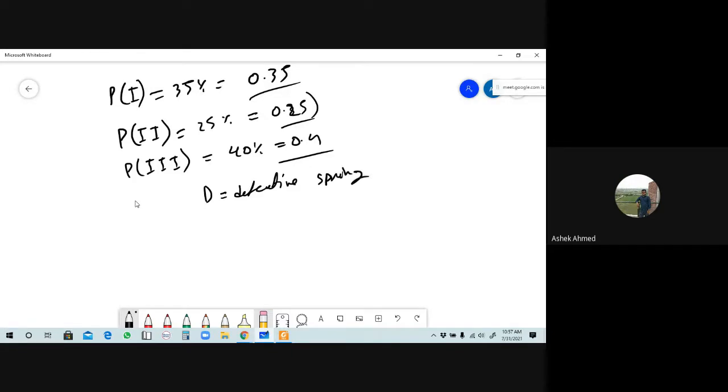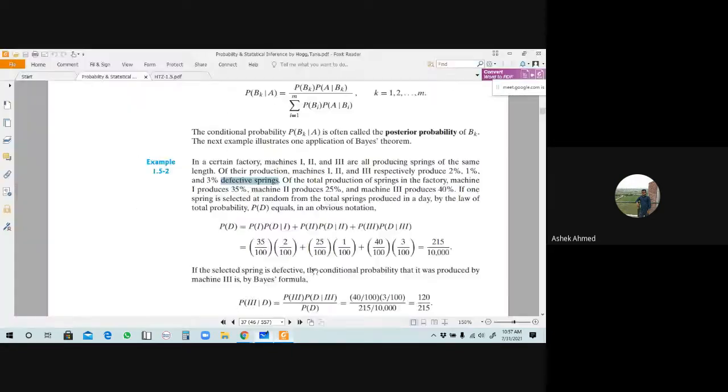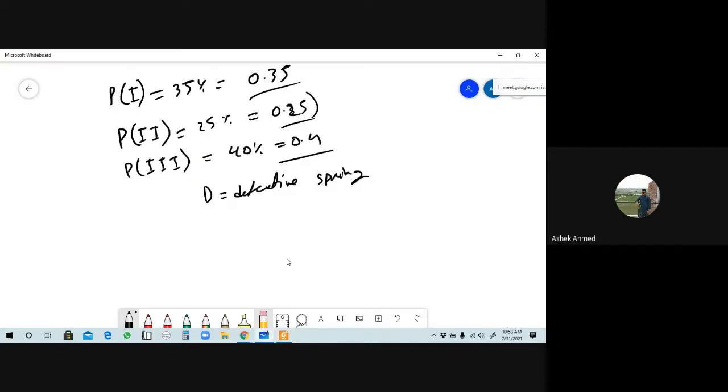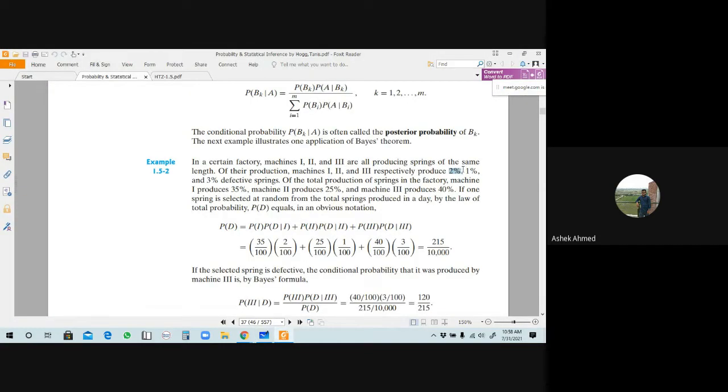Now, from this line, tell me what do you mean by 2% defective spring for machine 1? Which symbol will be given? D given 1. Okay, probability of D given 1 will be 2%. 2% means 0.02. Similarly, you can find out the second and third machines also.